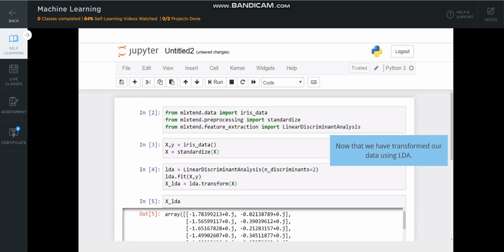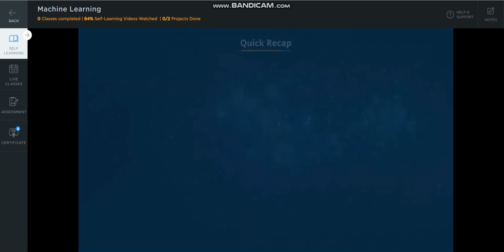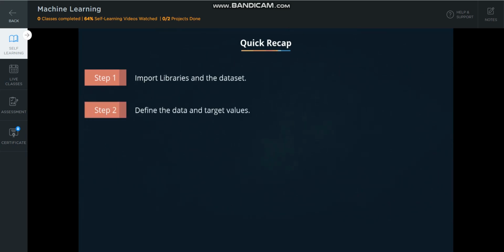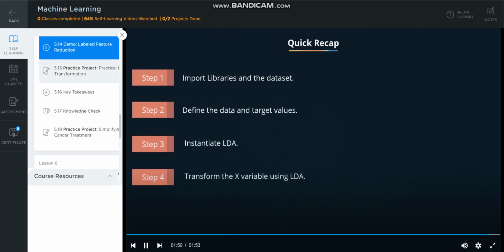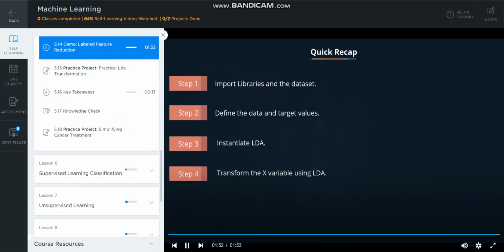Now that we have transformed our data using LDA, let's quickly recap the steps we have covered. Import libraries and the data set, define the data and target values, initiate LDA, transform the X variable using LDA.